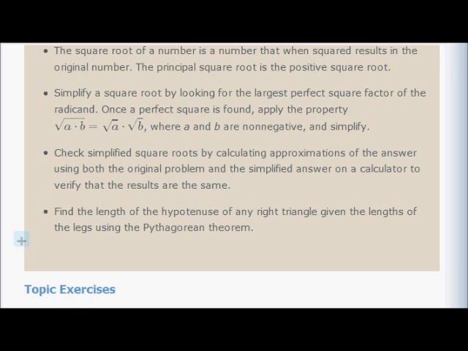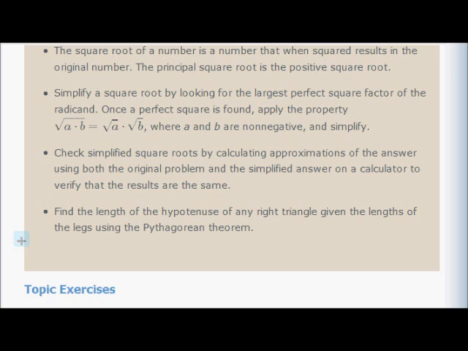So break that radicand up into factors, one of which is hopefully a perfect square, ideally the biggest possible perfect square, so that you can take the most out of the square root sign and put it out front and take the square root of it.